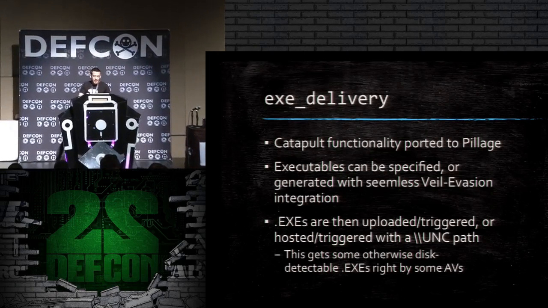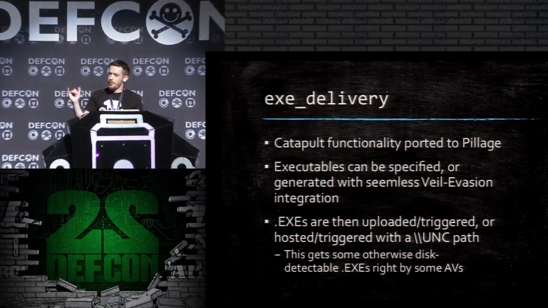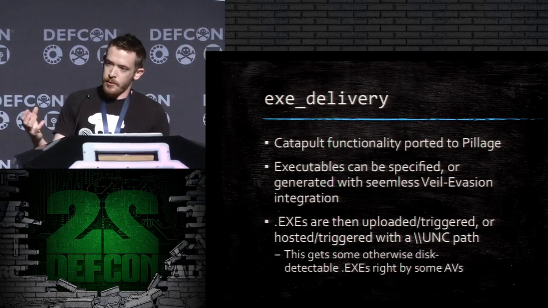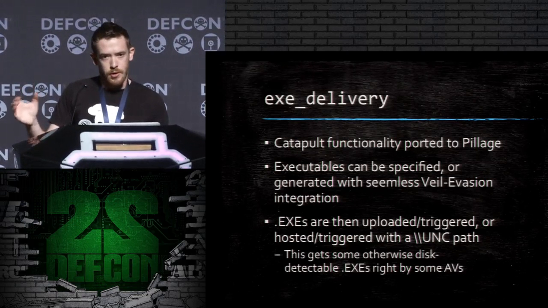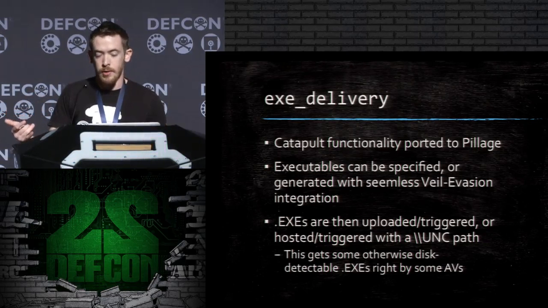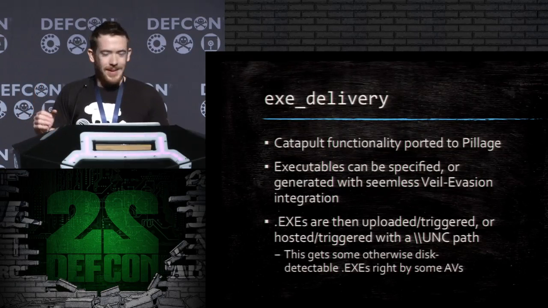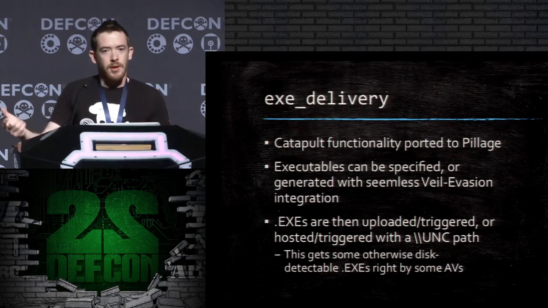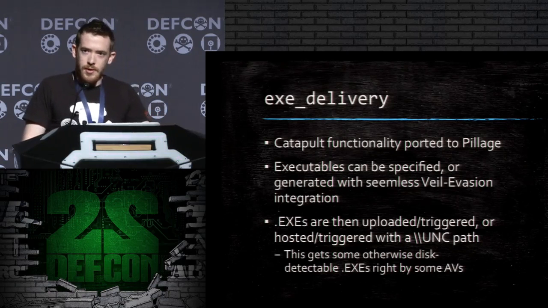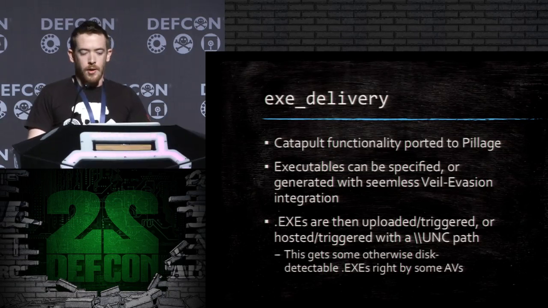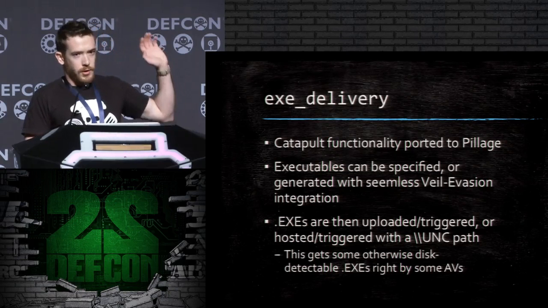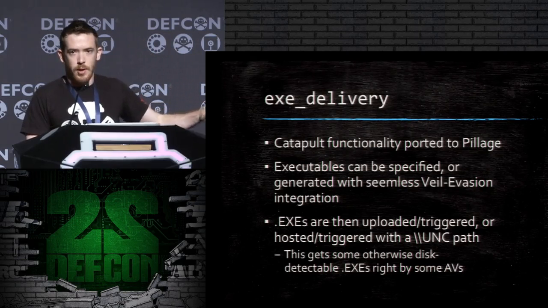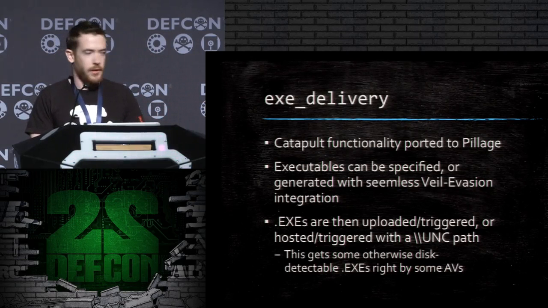All right. So, the UNC invocation, you stand up and host the file temporarily on an SMB server that's set up and then torn down transparently. And when you trigger it, that exe is loaded straight into memory on a host. And the nice effect of this is that this gets some otherwise disk detectable exes right by antivirus. If you want to see a demo of this, check out our ShmooCon presentation. I think the slides and everything are online.